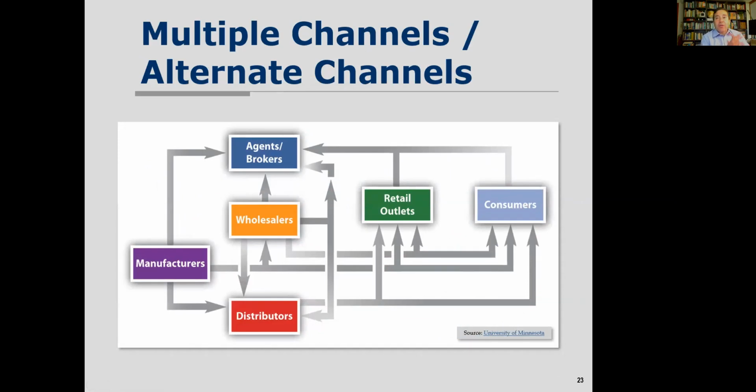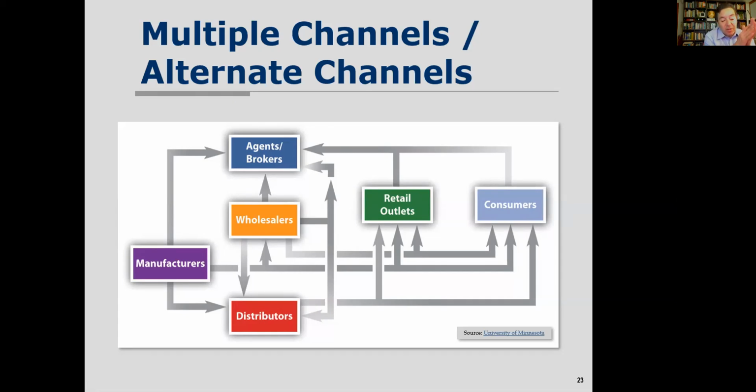So we can also have multiple channels and alternate channels. I gave those very linear channels, but a marketing strategy may involve multiple channels, both online and offline, complex distribution channels with multiple levels and multiple stages in the value chain, or direct to consumer. This looks a little complicated, but we have agents, brokers, wholesalers, retail outlets, consumers, distributors, manufacturers, and many ways. You can go all the way direct. You can go to retail outlets. We can go to distributors and so forth.